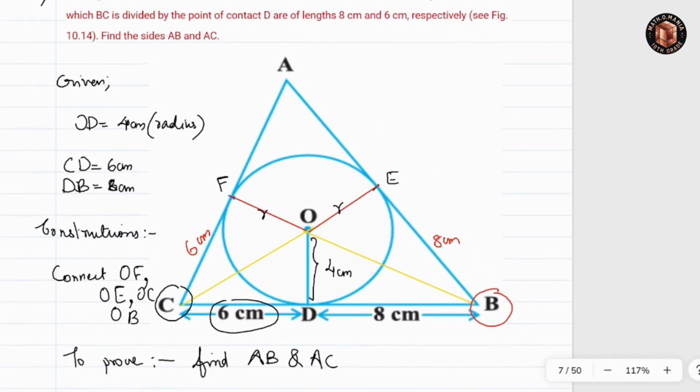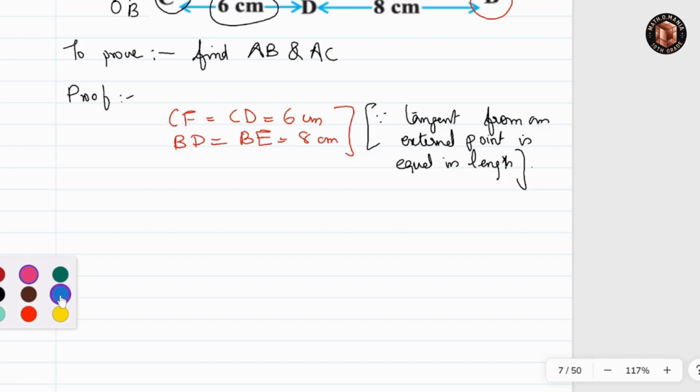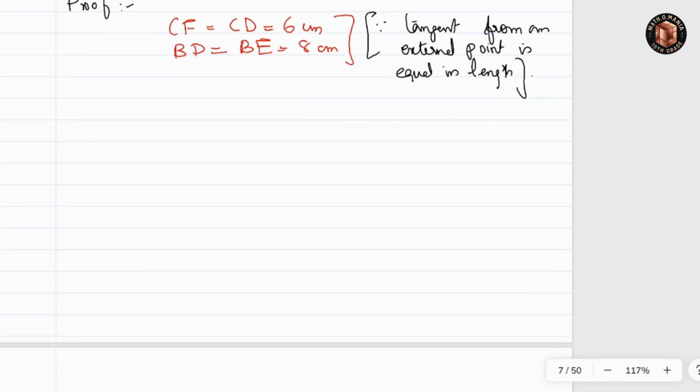Then the next thing I'm going to do is let this value AF equal X centimeter. If AF equals X centimeter, automatically AE will also become X centimeter. Why? Similarly, A is an external point here, and AF and AE are the tangents drawn from A. So using the theorem, AE will also be equal to X centimeter. Let AF equal AE equal X centimeter.